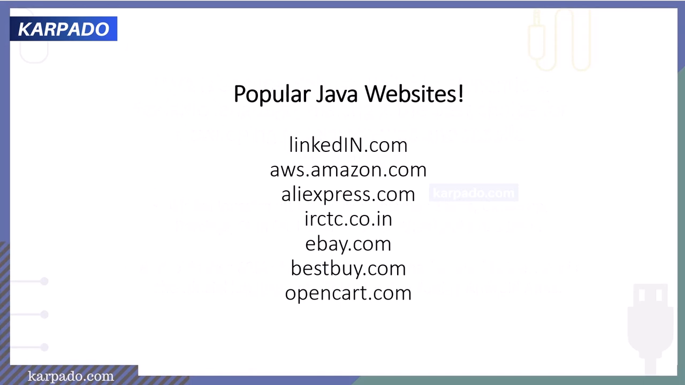Here are some of the popular websites that are developed using Java. We have LinkedIn.com. We also have AWS.Amazon.com. I'm not sure if you're aware of AWS, but this is a huge project, and the entire AWS application is developed and powered by Java. Similarly, we have other popular websites like AliExpress.com. We have IRCTC.co.in, eBay, Best Buy, OpenCart, etc.